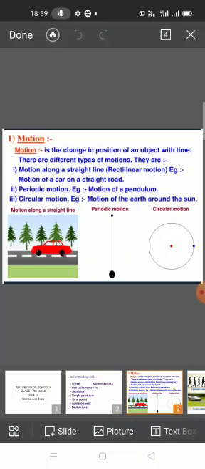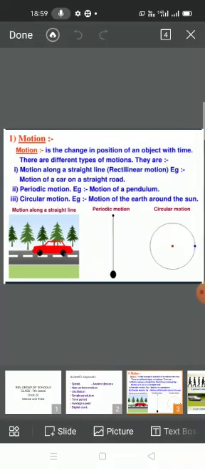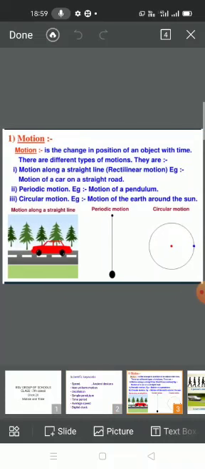Motion is the change in position of an object with time. If an object changes its position with respect to time, that means that object is in motion. And if the object does not change its position and the time is running out, that means that object is at rest. There are various types of motion which you have studied in the 6th standard also.